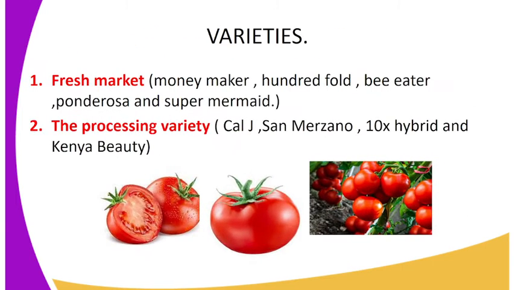The varieties which are normally grown mostly in Kenya, we have fresh market. And examples of fresh market, we have the Money Maker. Another example, we have 100 Fold. Another example, we have Bee Eater, Ponderosa, and Super Marmande. The second kind or type of variety is the processing variety. And the processing varieties include the Carl J, we have San Marzano, then we have 10X hybrid, and also we have the Kenya Beauty. And we have some images of the tomatoes there.